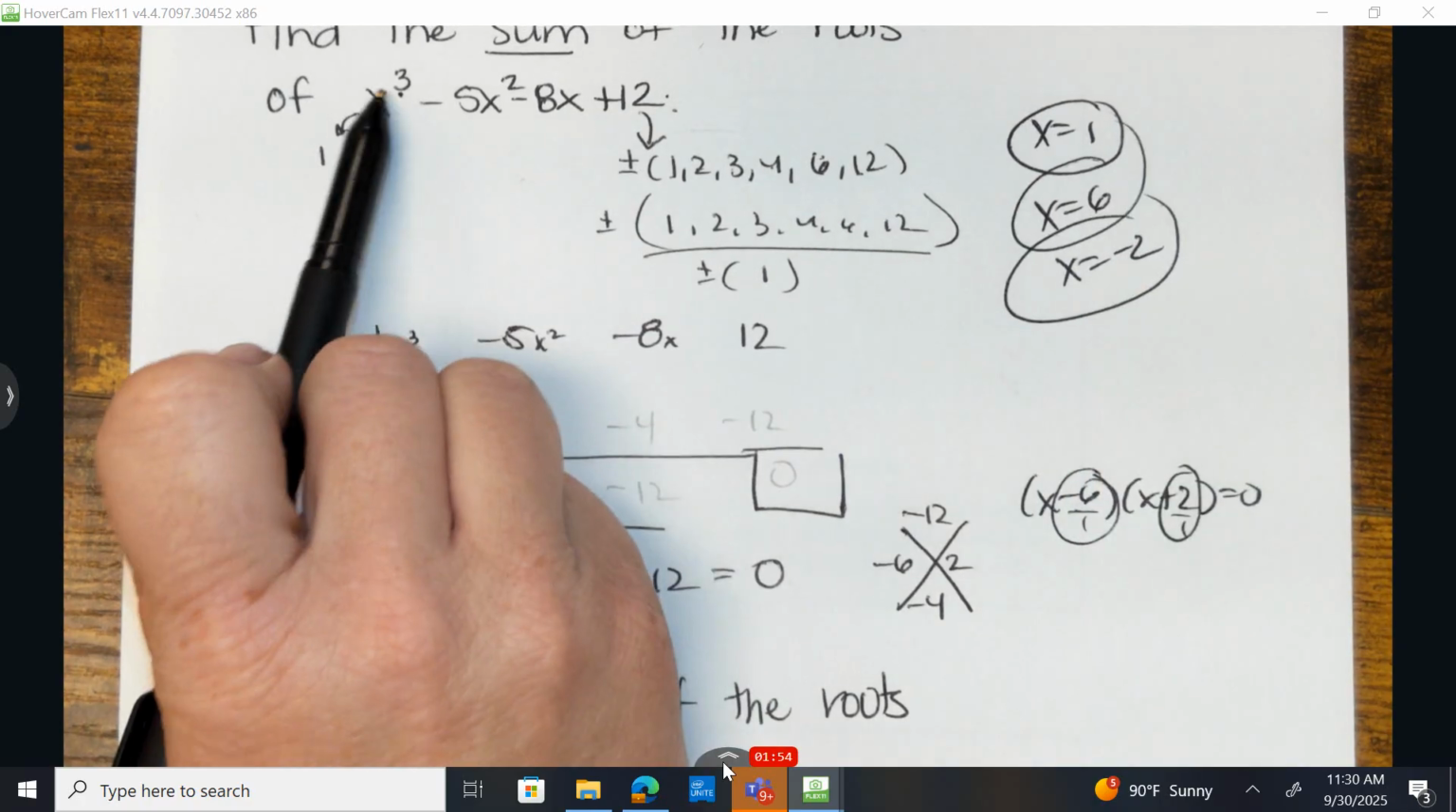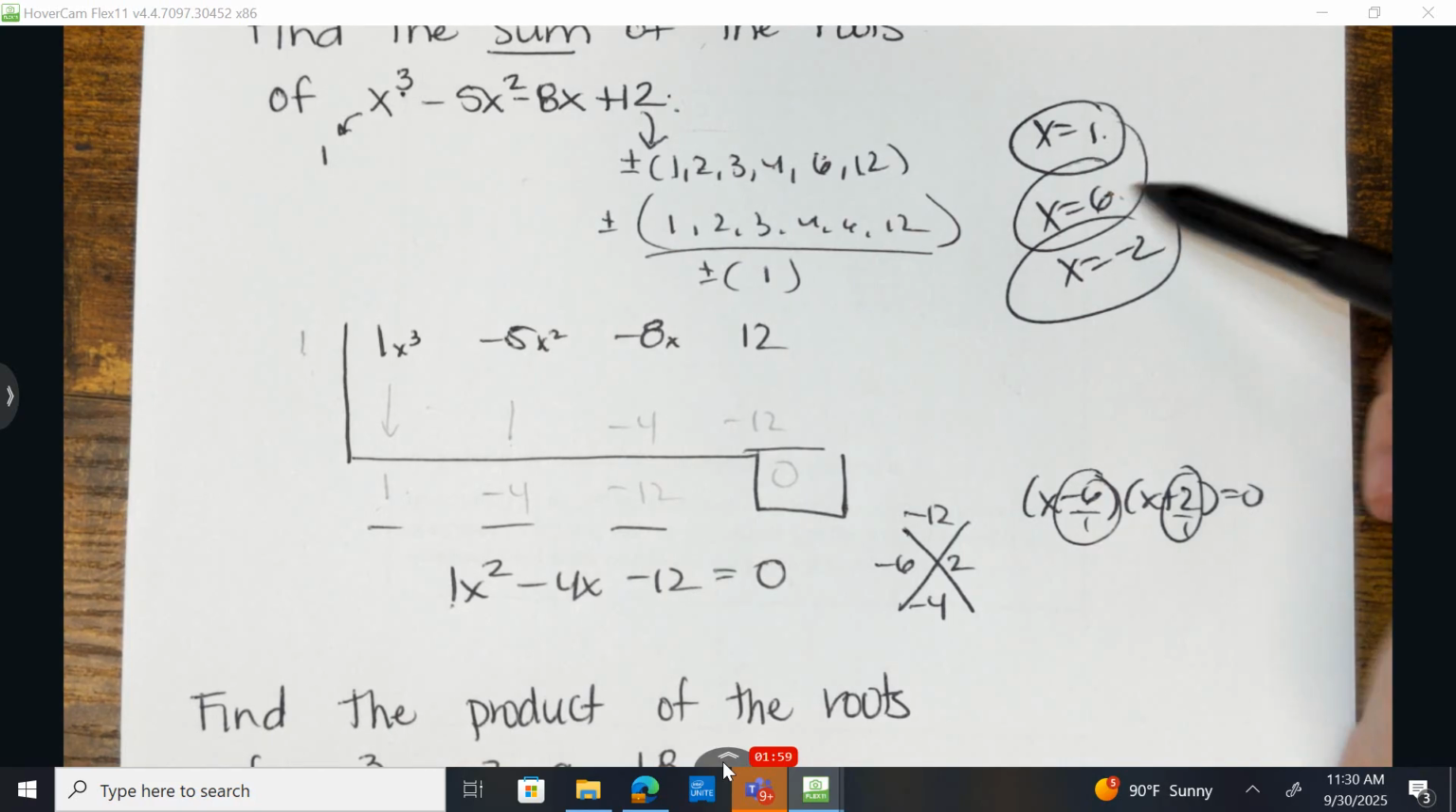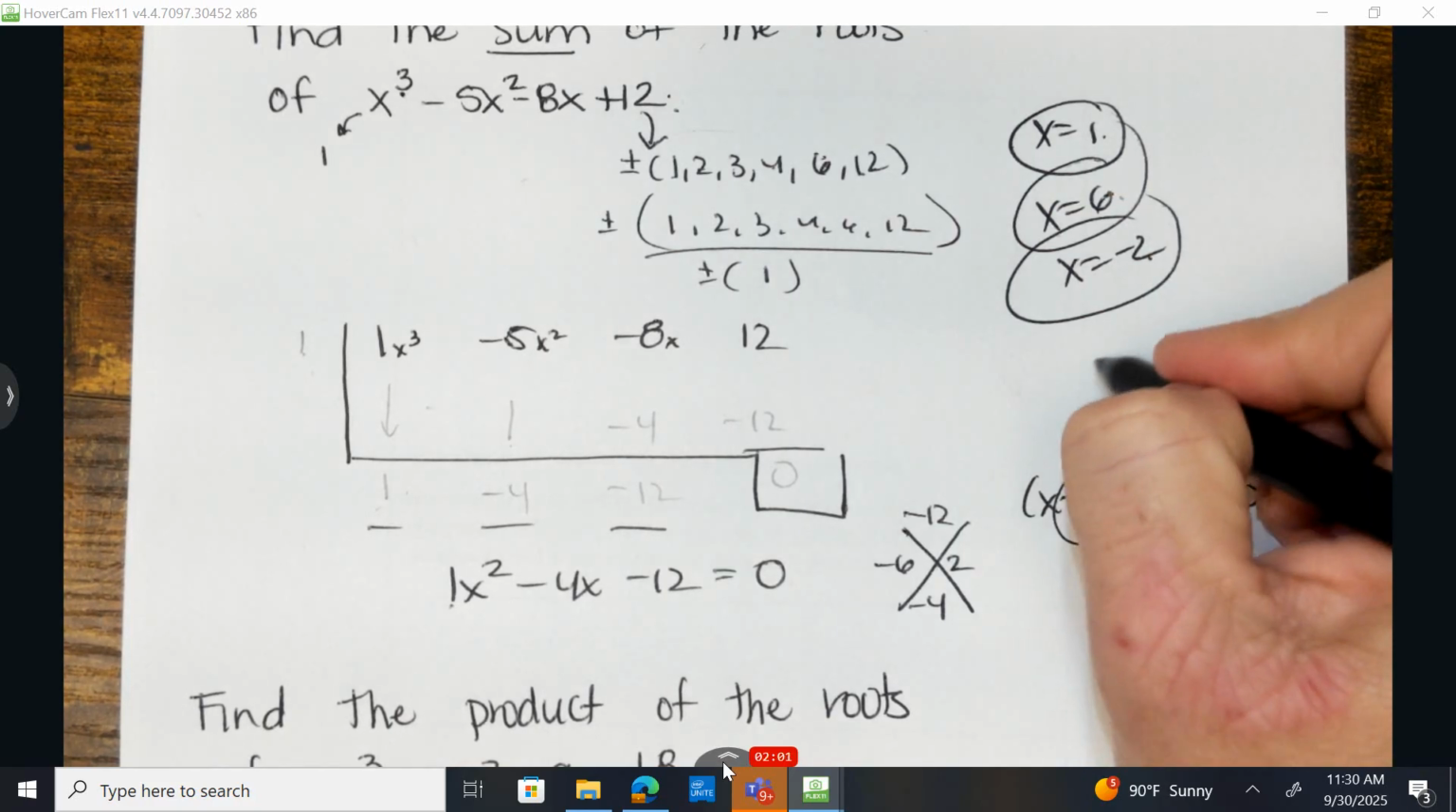So here are my 3 real roots. The sum of these, adding this up, 1 plus 6 is 7. 7 plus -2 is going to be 5.